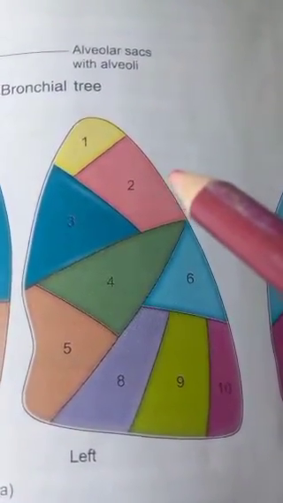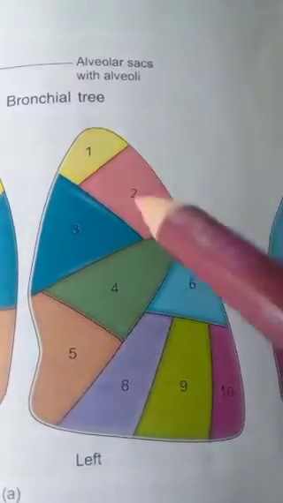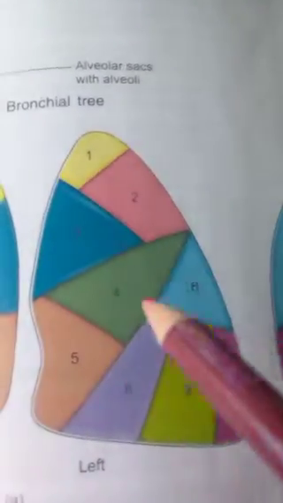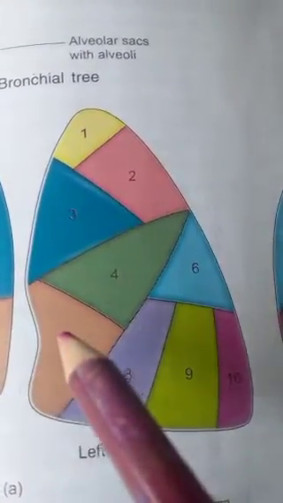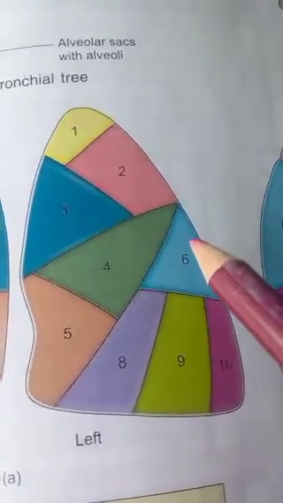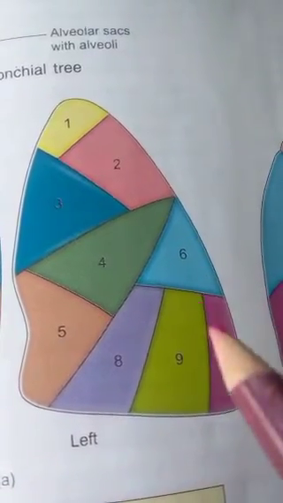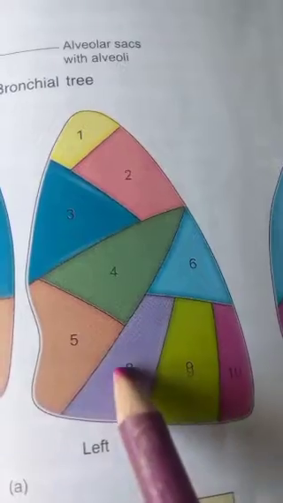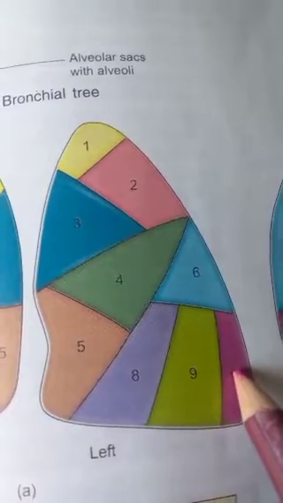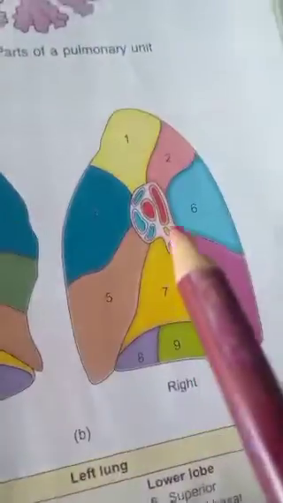Similarly, on the left side, in the upper lobe, there are 5 bronchopulmonary segments, which are apical, posterior, anterior, superior lingular, and inferior lingular. In the lower lobe, there are also 5 segments. Among those 5, 4 are visible from this side, which are superior, anterior basal, lateral basal, and posterior basal. The one visible from the other side is the medial basal segment.